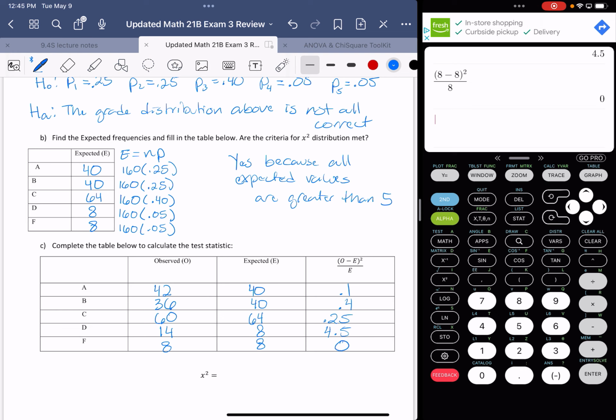On the D, it's 160 times 0.05. It comes out to 8, but I was using 0.5. Oh, 0.05. Yeah, careful with those zeros there. Any other questions?